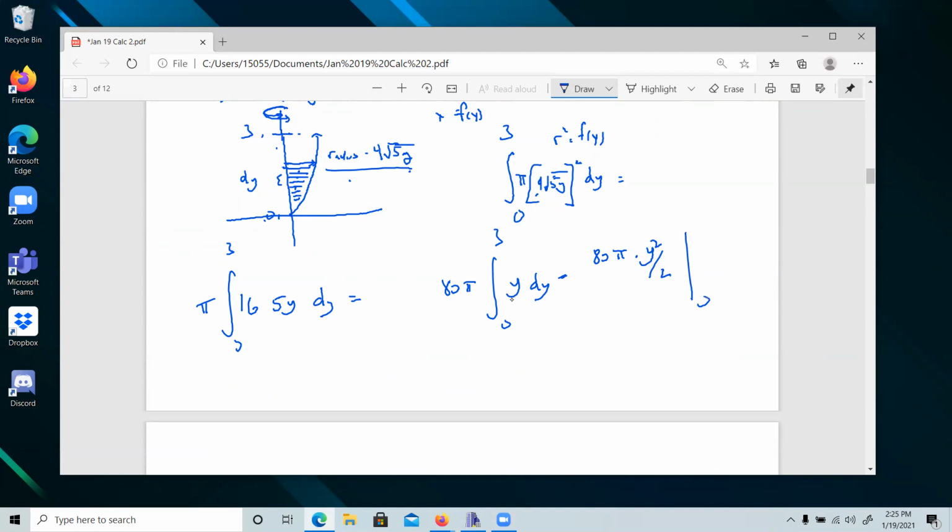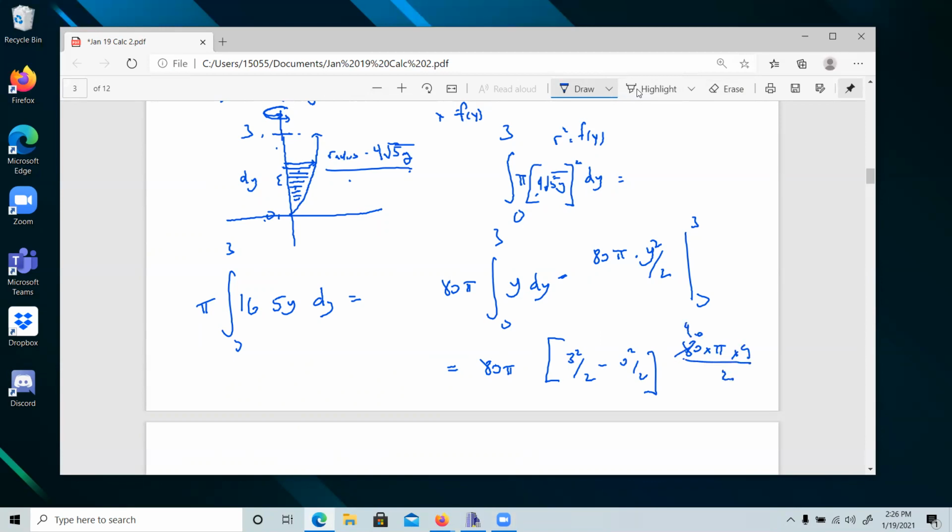Right? Now where are we going with this? We're going from 0 to 3. So what do we have here? We have 80 pi, and then we have 3 squared. Let me go a little bit slower. We've got 3 squared over 2 minus 0 squared over 2. So we have 80 times pi times 9 all over 2.